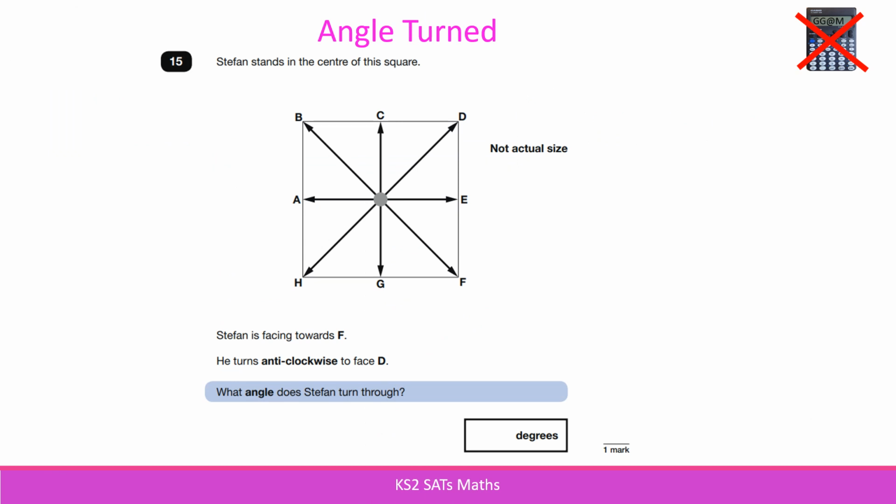This is a question on finding a missing angle and working out the angle turned. So we have got Stefan who stands in the centre of the circle. So here is the circle in the middle and this is where he's going to stand.